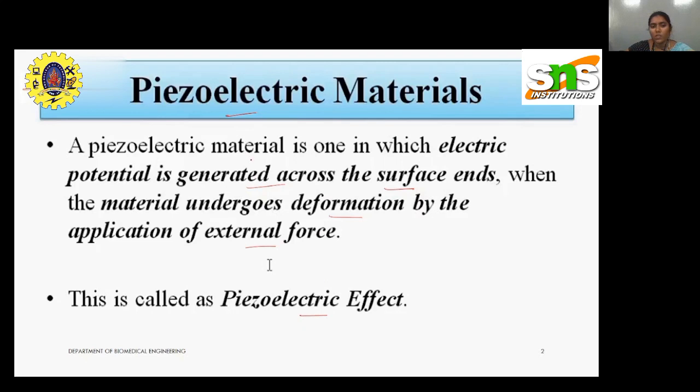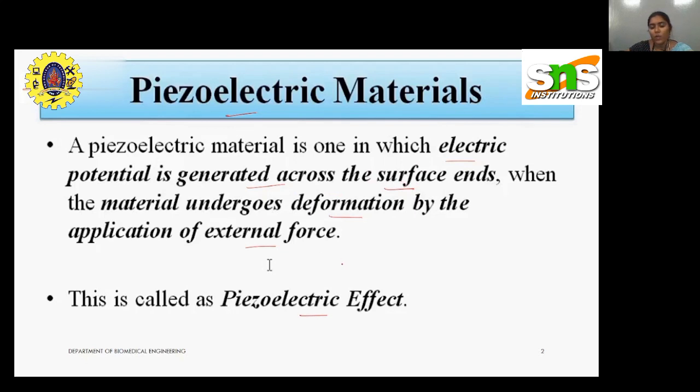So a piezoelectric material is a crystal. When you give any kind of force, pressure, or stress on that crystal, it will undergo deformation. As a result, you get a generation of electric potential across the surface of the ends. This electric potential is the output of the piezoelectric effect.